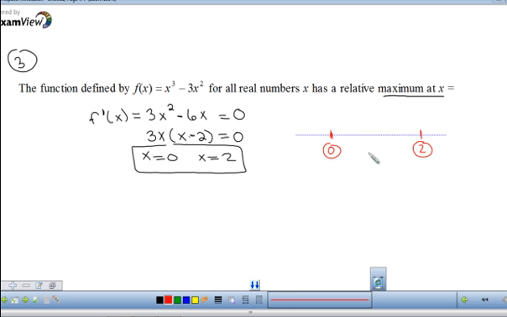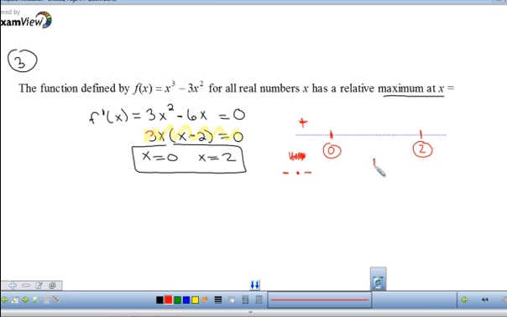We're going to do the line test. So I need a number to the left of 0. Let's pick negative 1 and substitute that into my derivative. 3 times negative 1 is a negative, and negative 1 times negative 2 is a negative. A negative times a negative is a positive. Remember, once you check the number, cross it off.